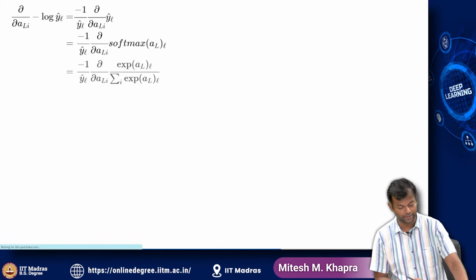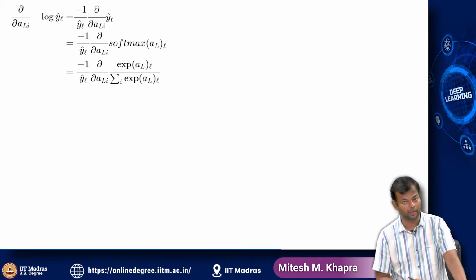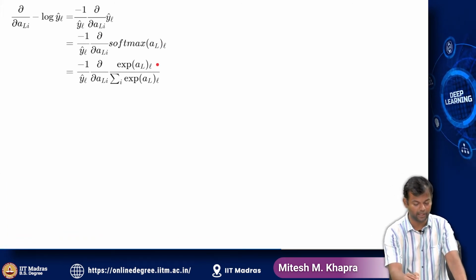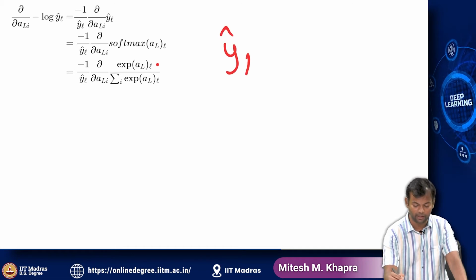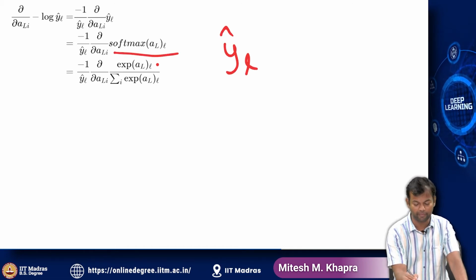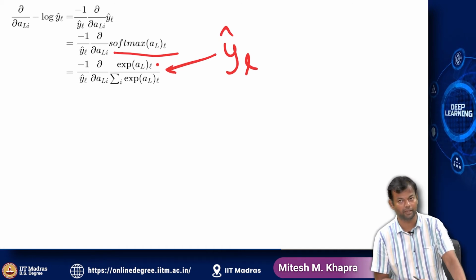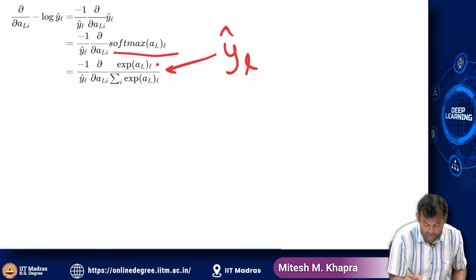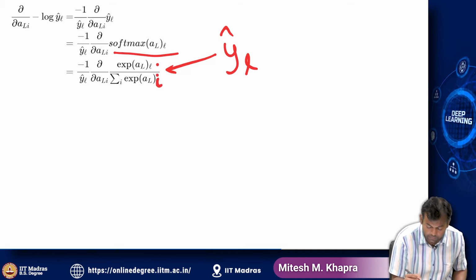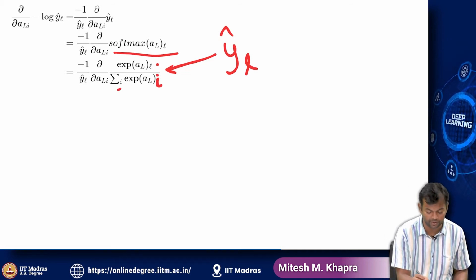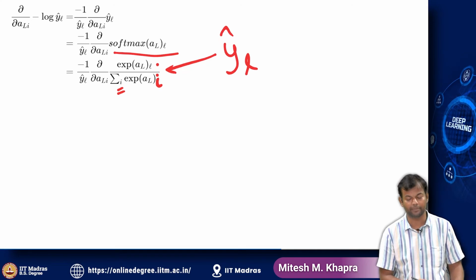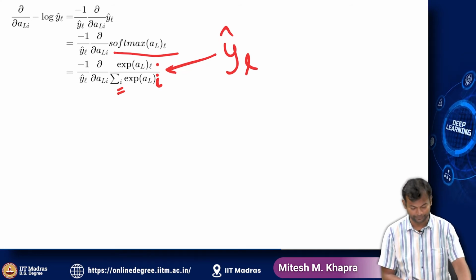Okay, let's go ahead. As I just explained, y hat L, which is the same as softmax of AL, is essentially this expression. So I've just put in the formula for that. Sorry, this should have been I, because here the index is over I. So I'm summing over all the exponents.